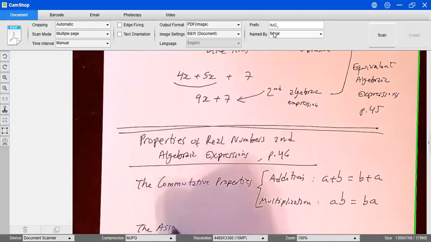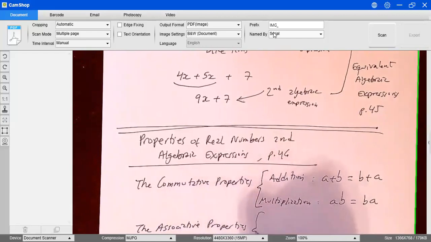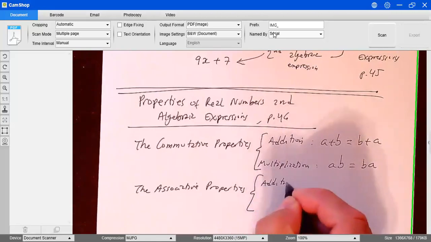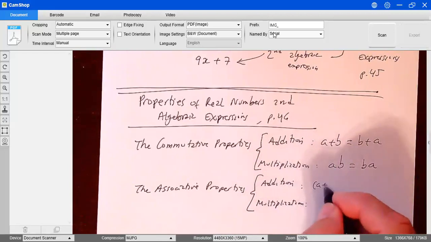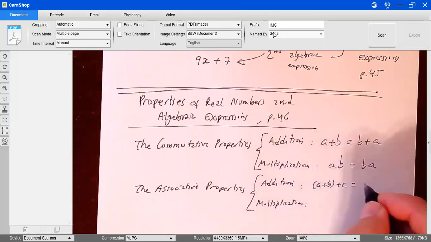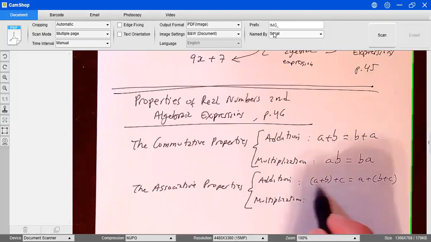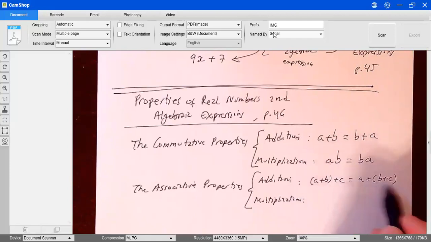Then we have the associative properties, again for addition and for multiplication, and this is just that you can combine in different ways, and at the end the answer is going to be the same. So when you have three terms, you can combine first the first two and then the last one, or you can combine first the last two and then the first one. The answer is going to be the same.